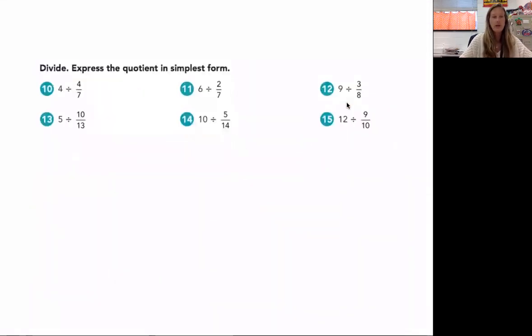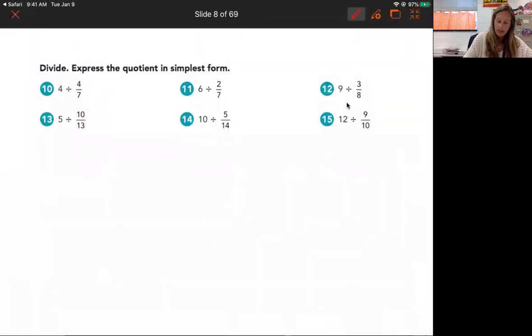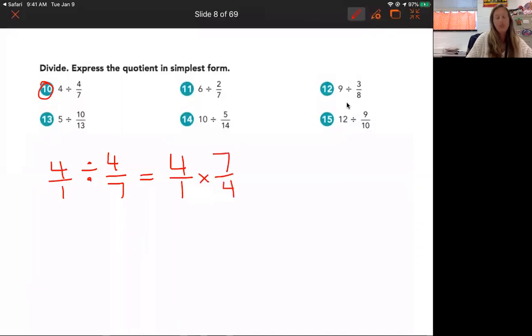Okay, and here are some blank problems. I'm not going to run through every single one again for the sake of time, but just so we understand. So 4 over 1, working on the first one up here, divided by 4/7 is the same thing as 4 over 1 times 7 over 4. The reciprocal, multiplied by the reciprocal.